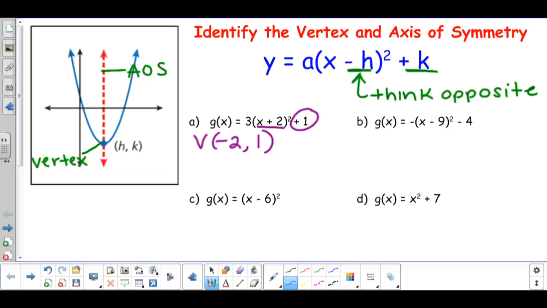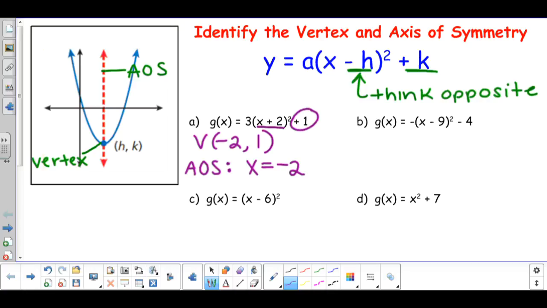Now the axis of symmetry, like I said, is a vertical line through the vertex. So remember, vertical lines are written as x equals, and it's just going to be going through the x coordinate of our vertex, which is negative 2. So the axis of symmetry would be x equals negative 2. So that's what we're going to do for all of the other problems. The vertical stretch in the front's not going to matter. If there's a negative, that's not going to matter. All I'm concerned about is the left or right and the up or down.